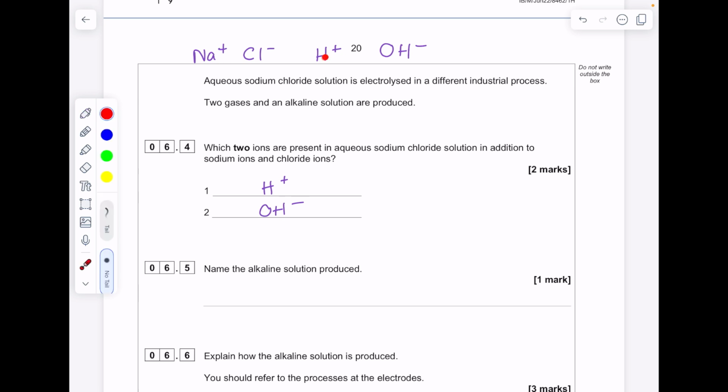So when you have multiple ions present, when you consider the positive ion, it will actually be the least reactive element which discharges, which means it's hydrogen, leaving sodium ions over in solution. If you look at the negative ions, the halogen discharges preferentially, so the halide ion. So that's the chloride ion, leaving the hydroxide ion over. So what is the alkaline solution produced? It is sodium hydroxide.